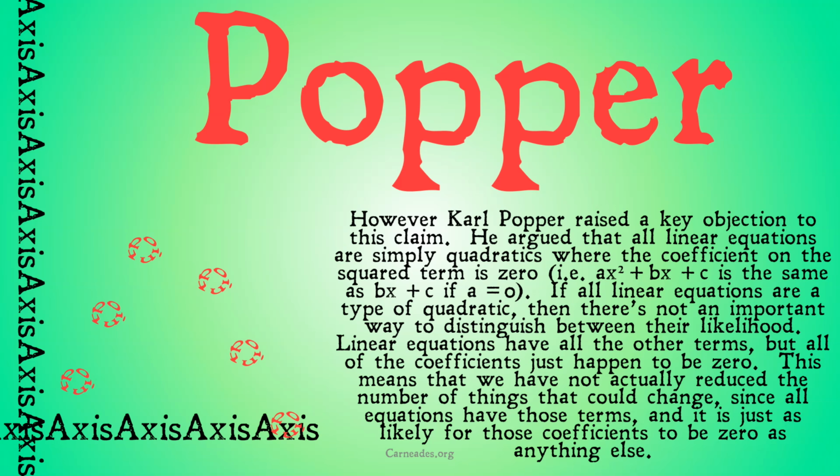Linear equations have all the other terms, a squared term, a cubed term, etc., but all the coefficients just happen to be 0. This means that we do not actually reduce the number of things that we could change, since all the equations have those terms, and it's just as likely for those coefficients to be 0 as anything else.